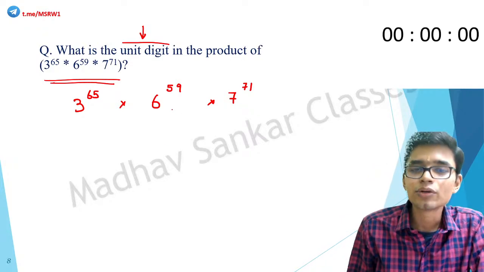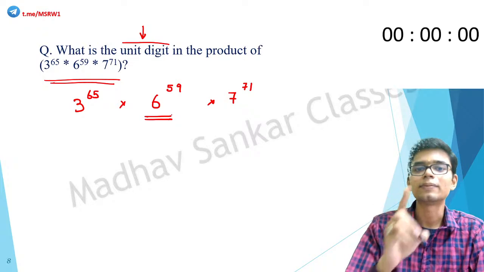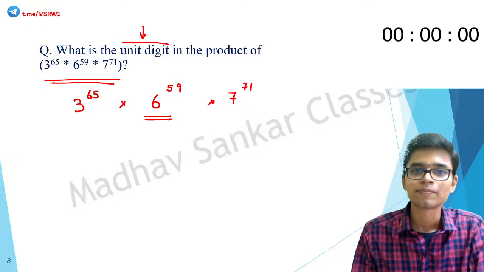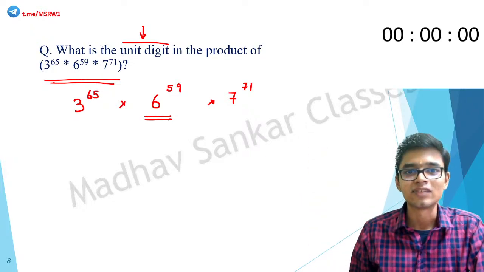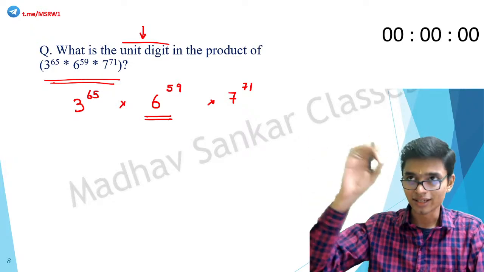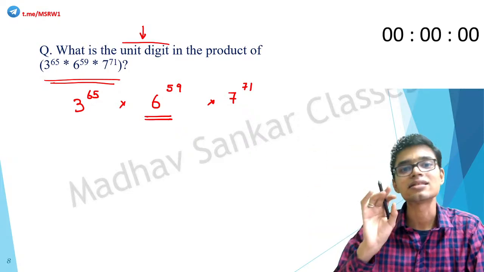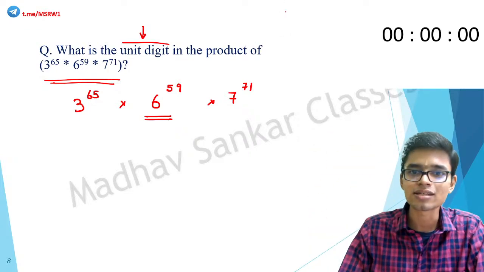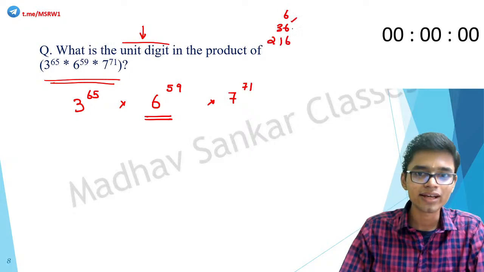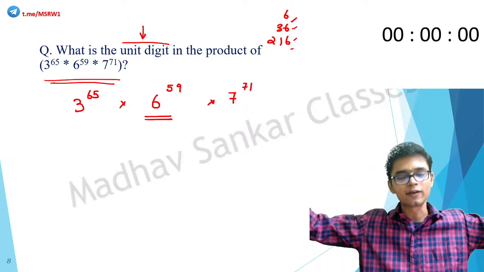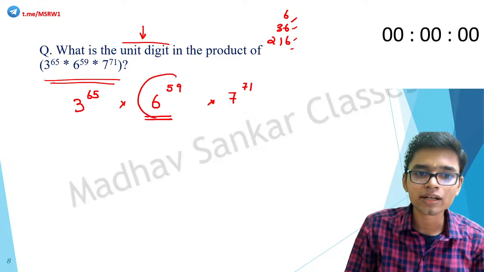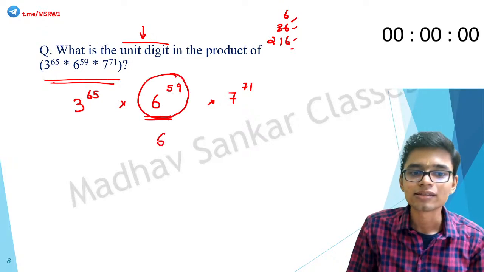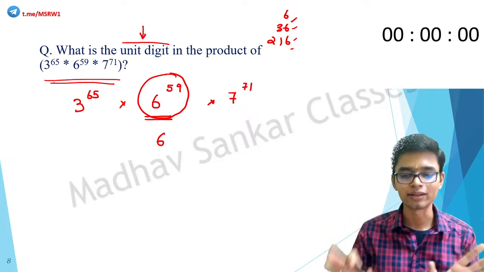Now, there is a unique property for 6. This I mentioned in the previous class. What is the property of 6? 6 raised to anything ends with 6, which means the unit digit of 6 raised to whatever power is 6 only. Just think about it. 6 into 6 is 36. Then we have 216. Look, everything ends with 6. So 6 raised to any power ends with 6. So the unit digit of this particular term is 6. Done. We do not have to think about anything.